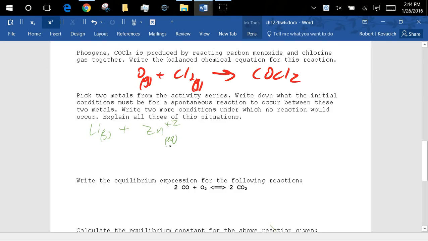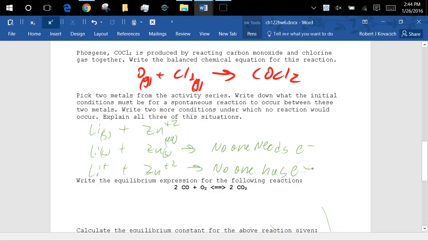So when would it not work? If lithium was a solid and zinc was a solid, nothing's going to happen. If lithium is an ion and zinc is an ion, nothing's going to happen. So this one, no one needs electrons, and this one, no one has electrons.